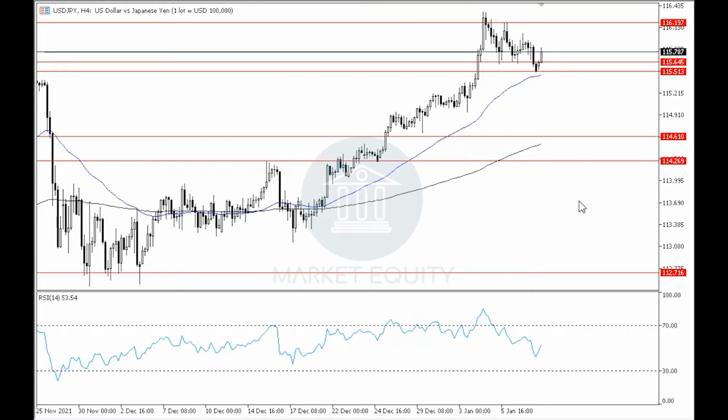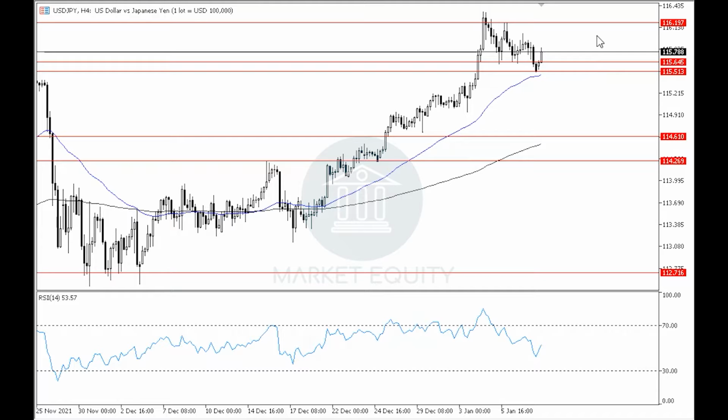Let's begin with the US dollar versus the Japanese yen, where in the previous videos we said that the pair is moving in an uptrend in the 4-hour time frame as well as the daily time frame, and upon rebounding down off of around level 116.20, in order to correct, we said that it is expected to retest around level 115.65 before continuing with the uptrend.